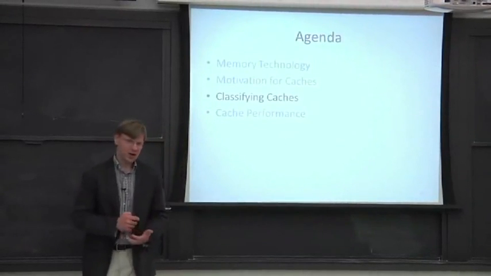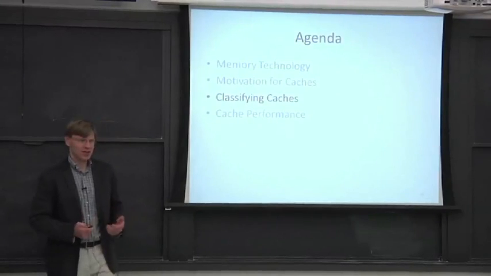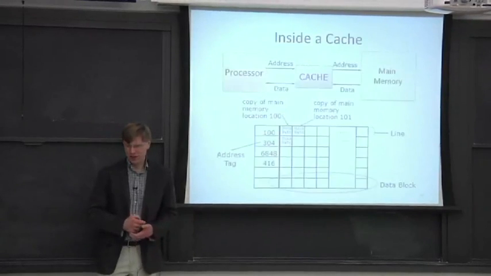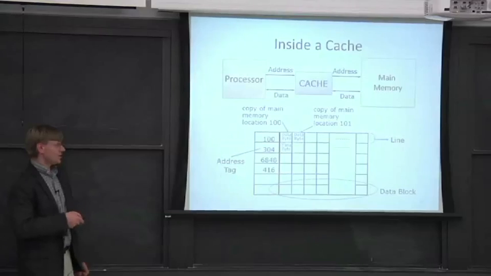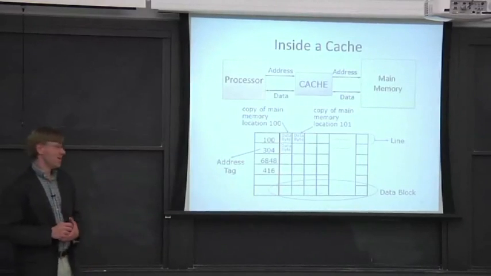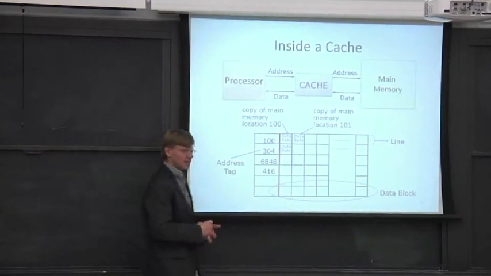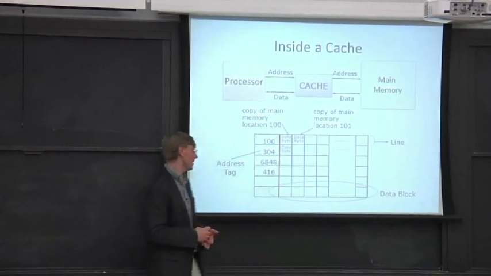Okay, so how do we classify caches, and reviewing what a cache looks like on the inside? So processor, cache, main memory, addresses flow that way. Data can go either direction because you can either do a store, which will put data out from left to right, or you can read back data, or do a load, which will have data going back the other way. So let's look at our mythical view of what a cache looks like on the inside.